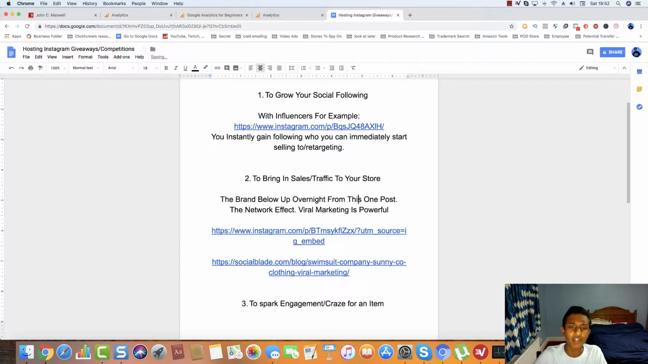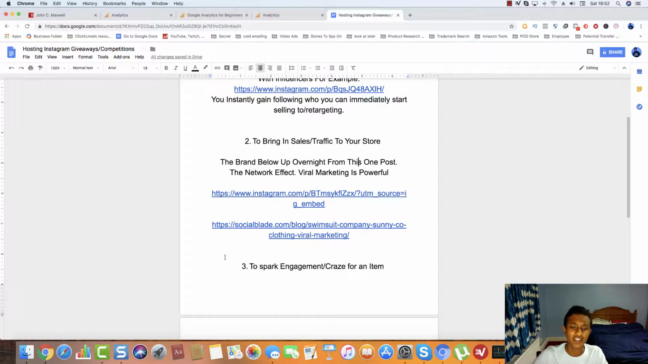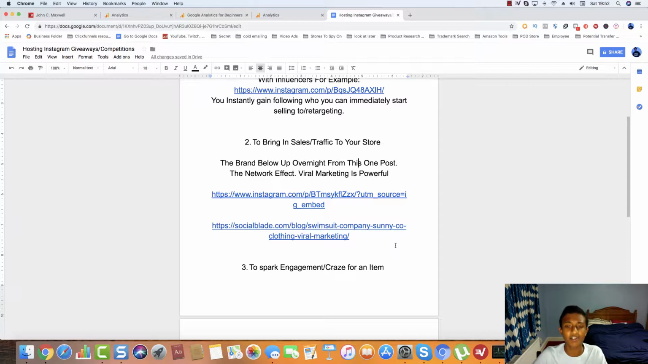Or maybe a little bit of money from it, but their main goal was to bring sales and traffic to their store. So it kind of did both. Bring sales and traffic, grow social media following, and step number 3, which is spark creates engagement and craze for an item. But yeah, that's basically something.